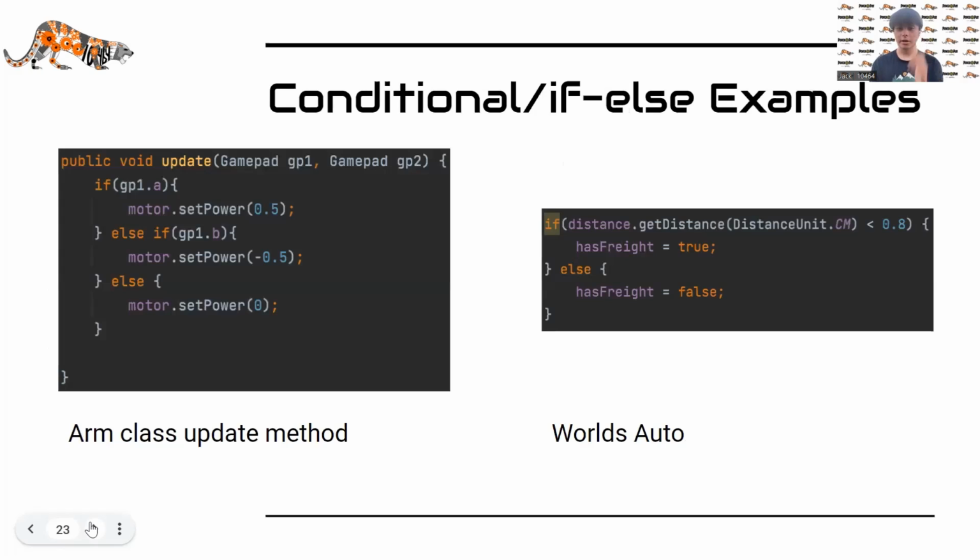And so here are what some of the ifs and else ifs look like in our code. Here's our ARM class from last year, our update method. And then here is our autonomous from worlds last year. This is just an if and an else from that.